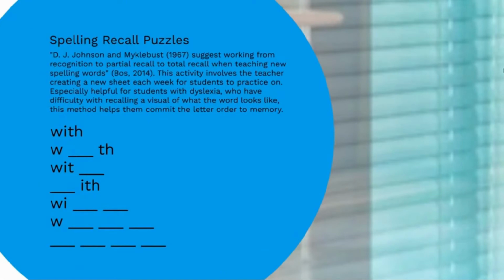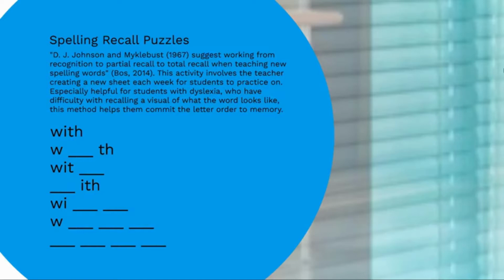In the puzzles category, one that stood out to me in our text was designed by Johnson and Michelbest. They suggest working from recognition to partial recall to total recall when teaching new spelling words. This activity involves the teacher creating a new sheet each week for students to practice on. It's especially helpful for students with dyslexia who have difficulty recalling a visual of what the word looks like. And this method helps them to commit the letter order to memory. So they're not just remembering how to spell it, they're remembering what it looks like. It helps them to create an image in their mind.